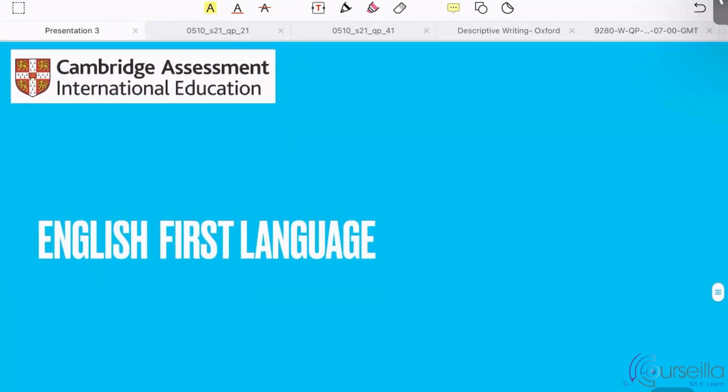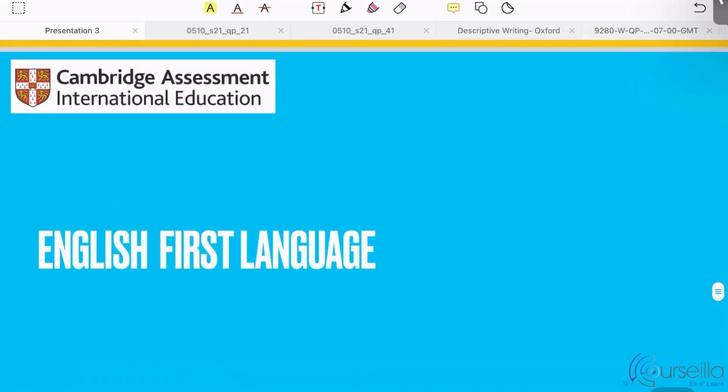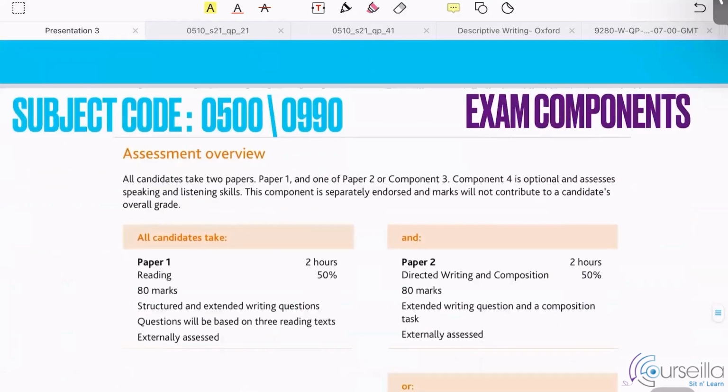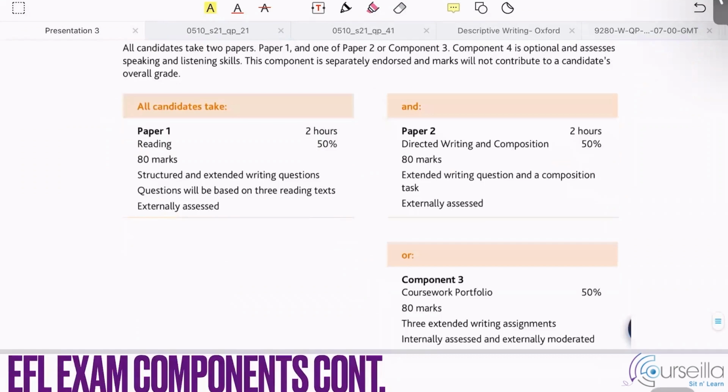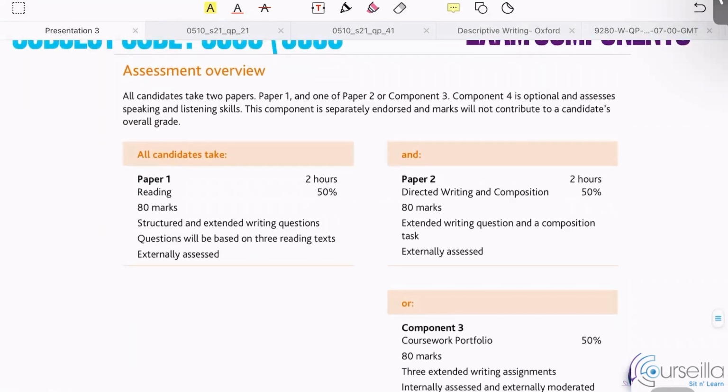Now moving to English as a first language, and I'll give you a brief idea about it, because we already spent much time in English as a second language. So English as a first language in Cambridge, supposedly I have paper 1, which is for the reading, and paper 2, which is for directed writing and composition. Either I have paper 1 and paper 2, or paper 1 and the coursework. Most of the students take paper 2.